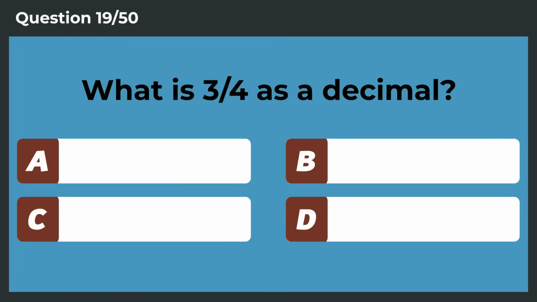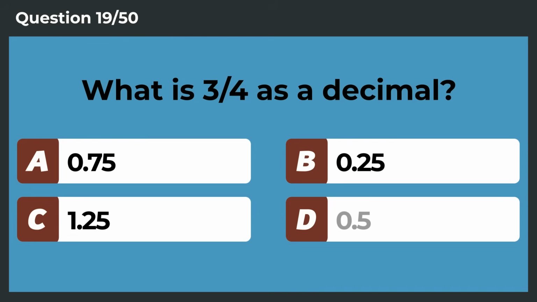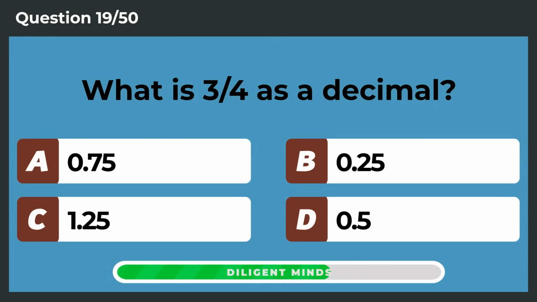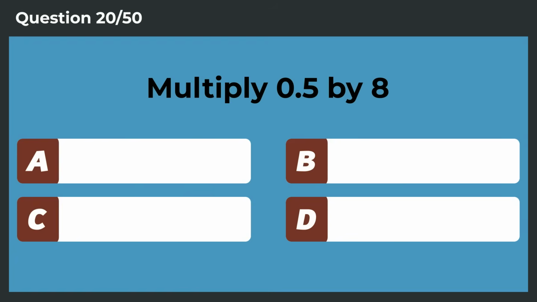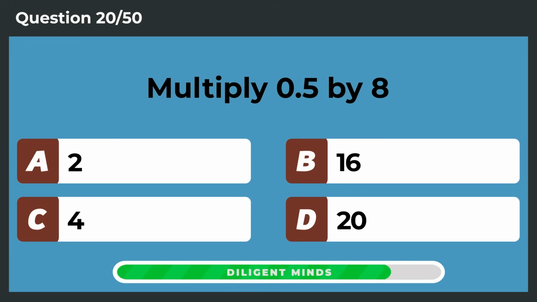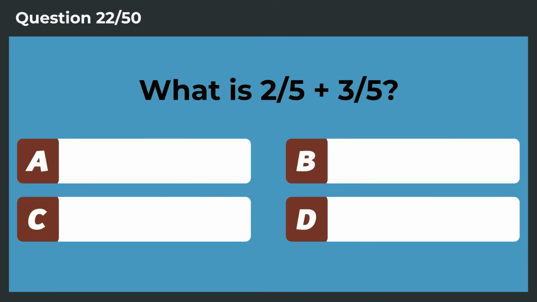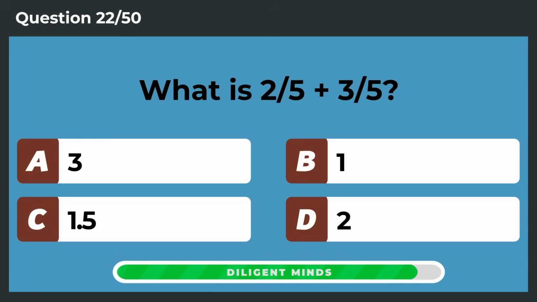What is 3/4 as a decimal? 0.75. Multiply 0.5 by 8. What is 2/5 plus 3/5? 1.